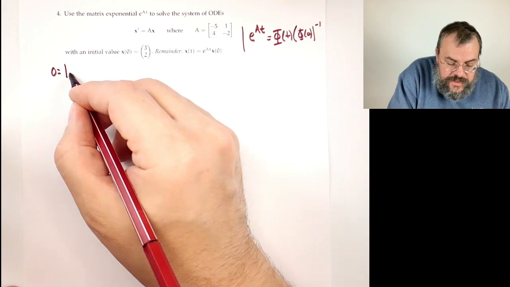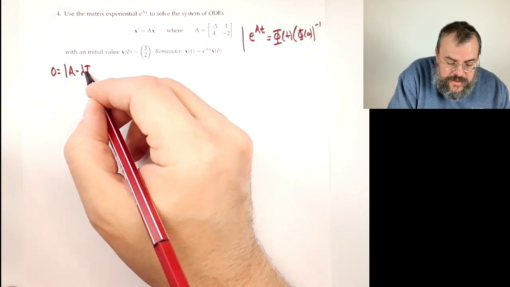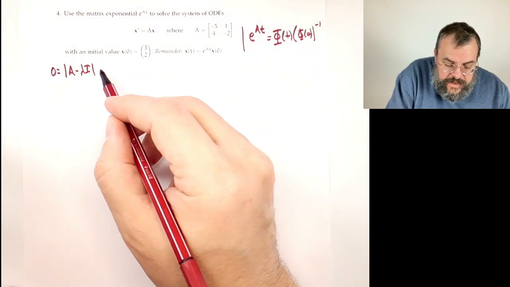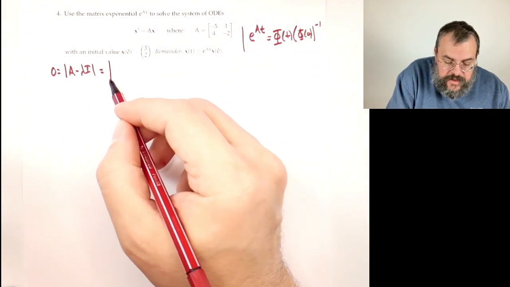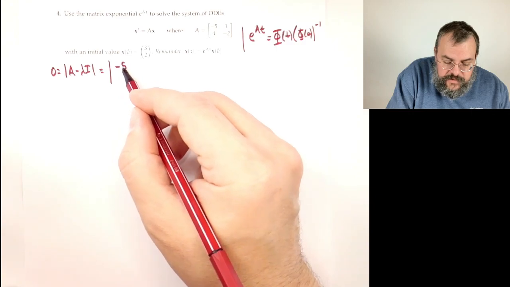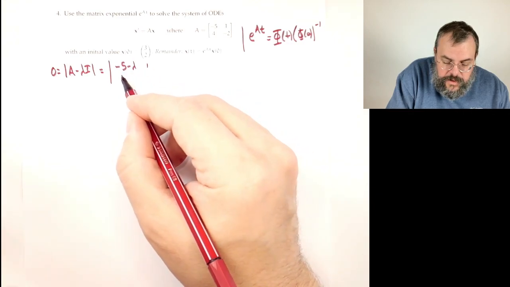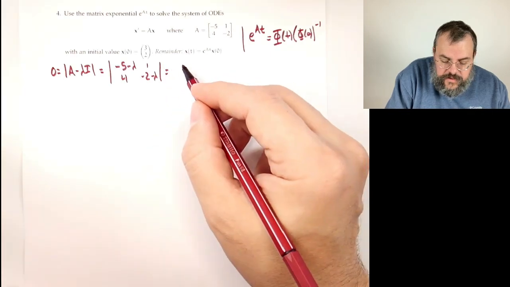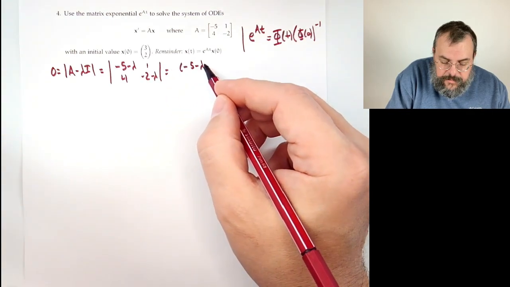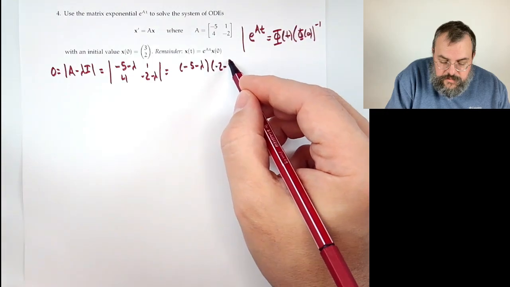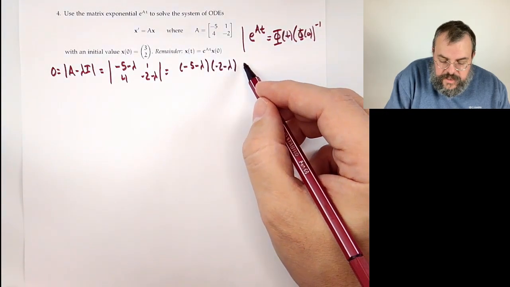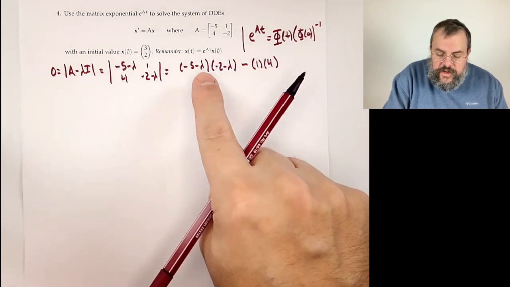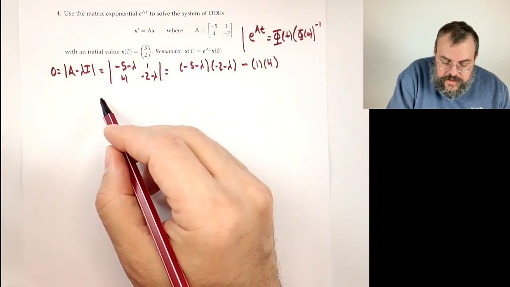So 0, set that equal to the determinant of A minus lambda I. And okay, so that's the determinant of (-5 minus lambda, 1; 4, -2 minus lambda). So that's (-5 minus lambda)(-2 minus lambda), and subtract 1 times 4. All right, so we get lambda squared.